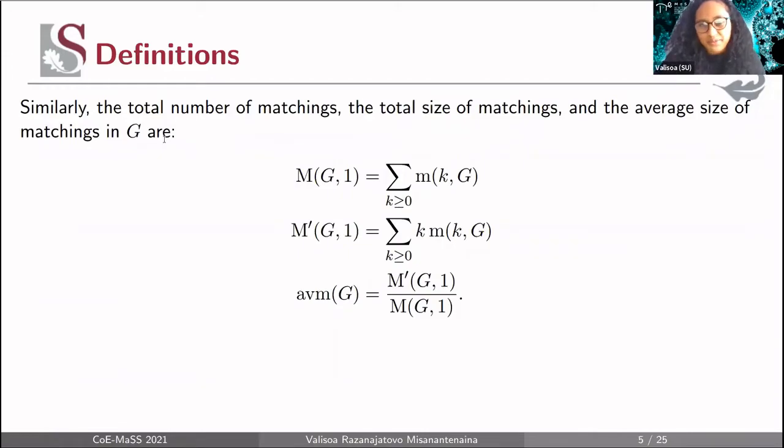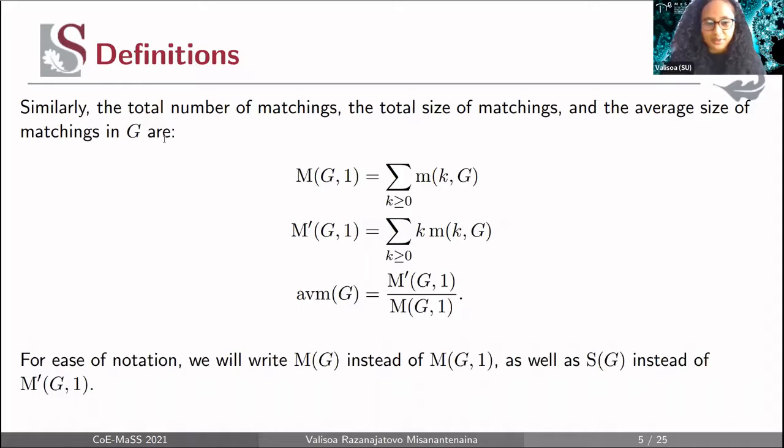And we do the same for matchings, where M_G(1) is the total number of matchings, M'_G(1) is the total size of the matchings, and the average size of matchings will be just the ratio between M' and M. And again, for ease of notation, we'll write M(G) instead of M_G(1), as well as S(G) instead of M'_G(1).